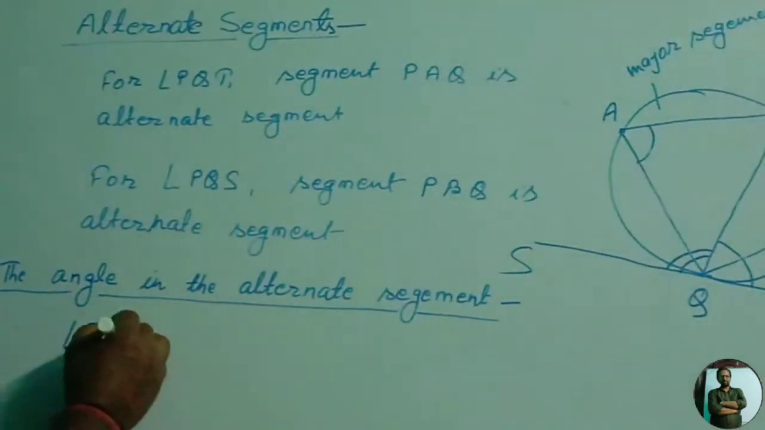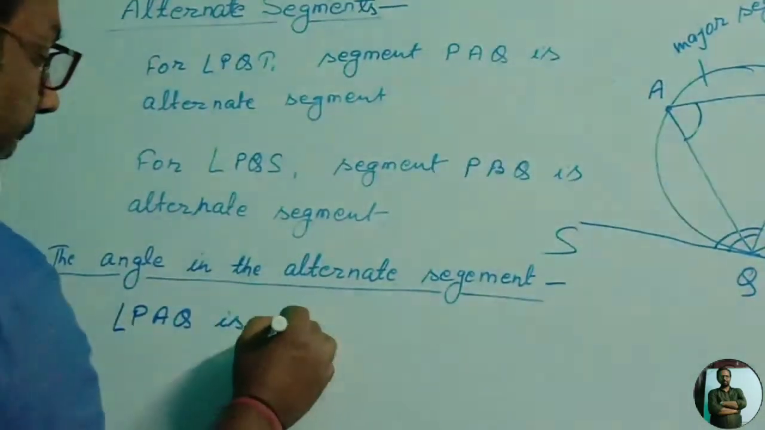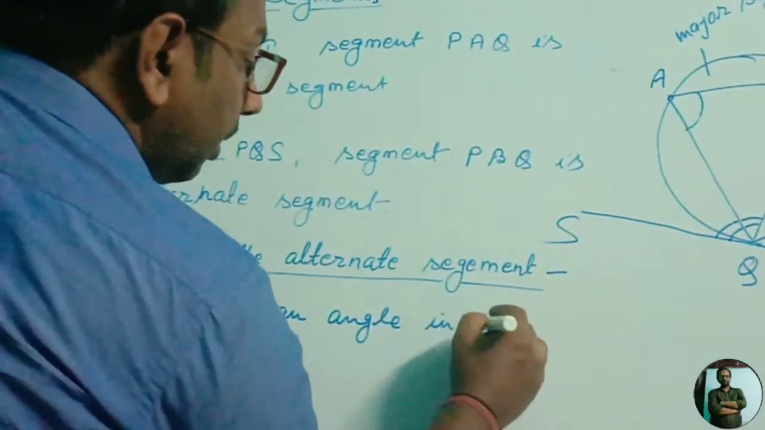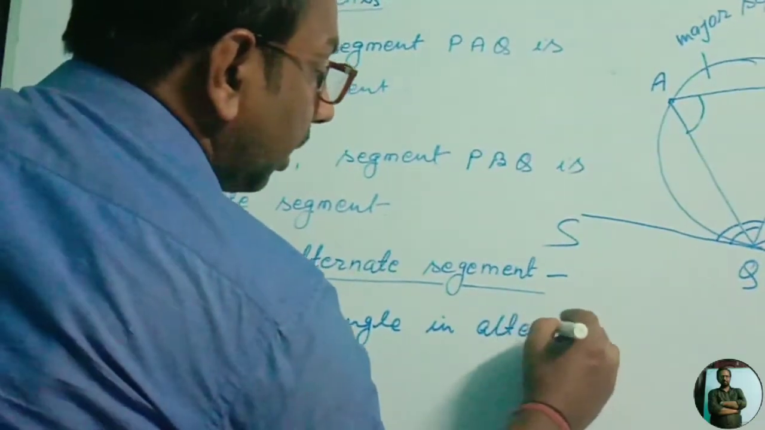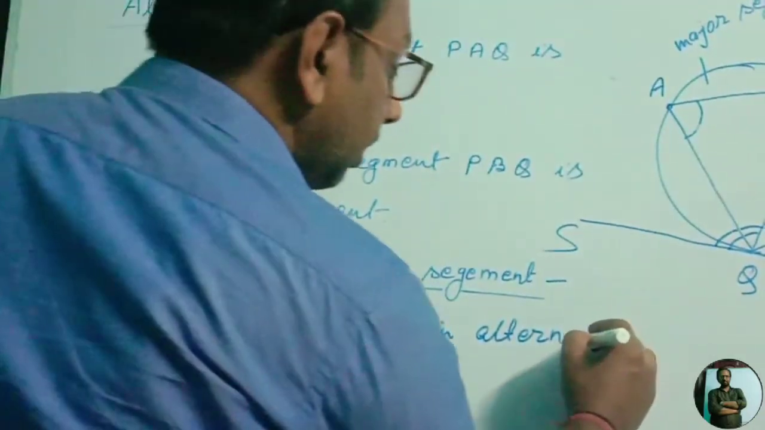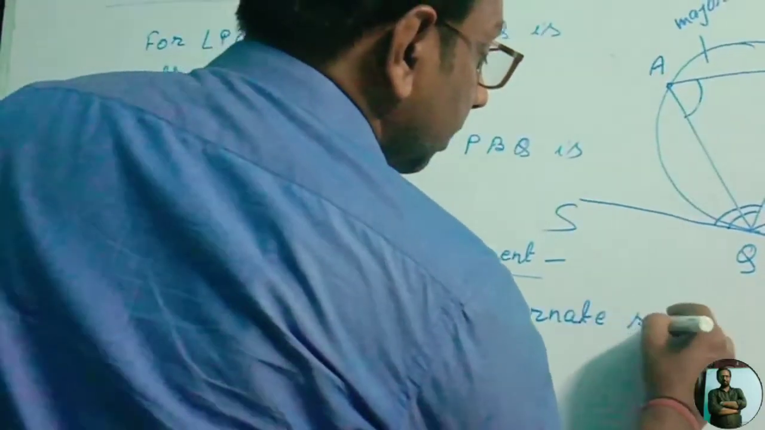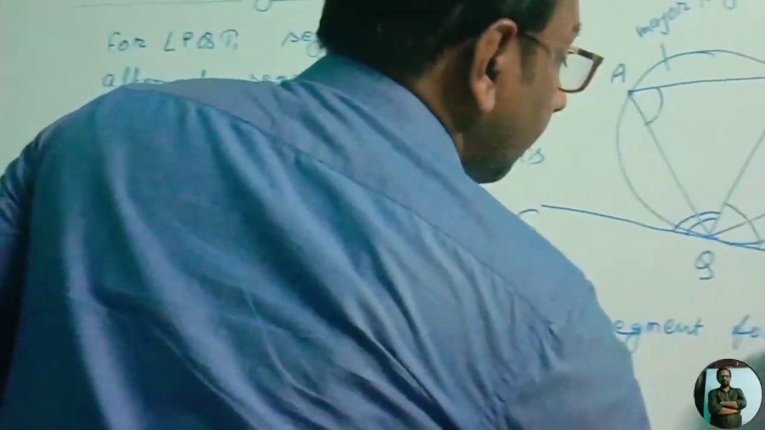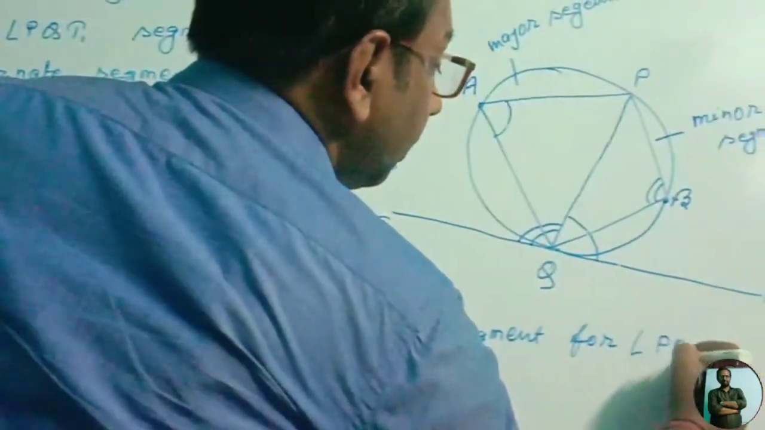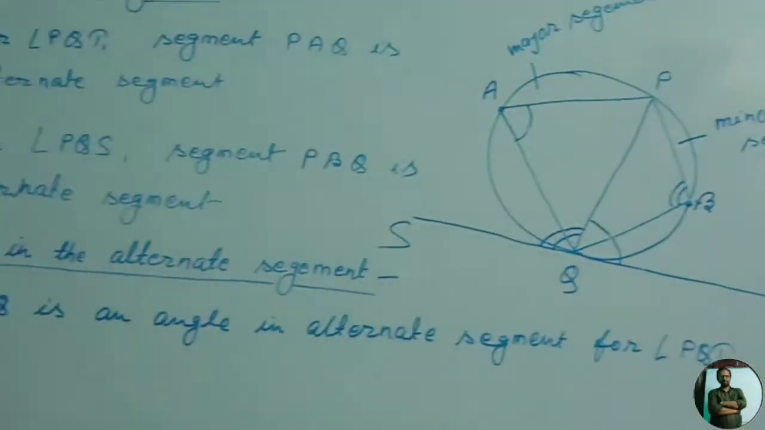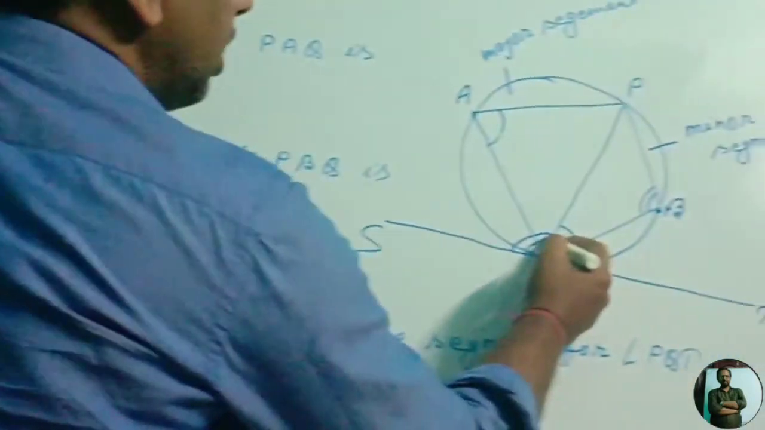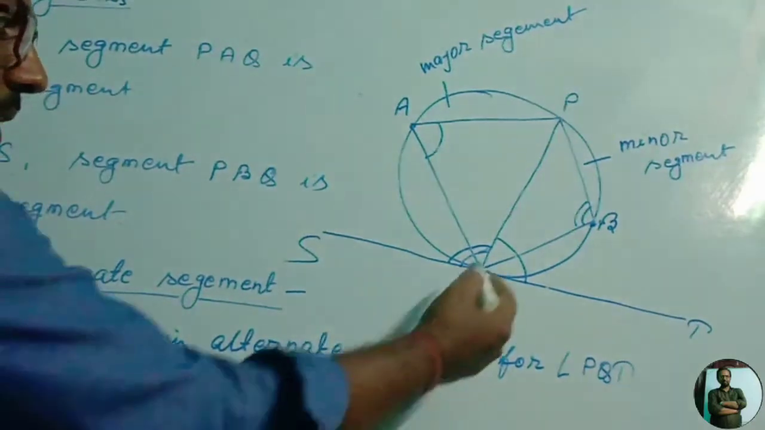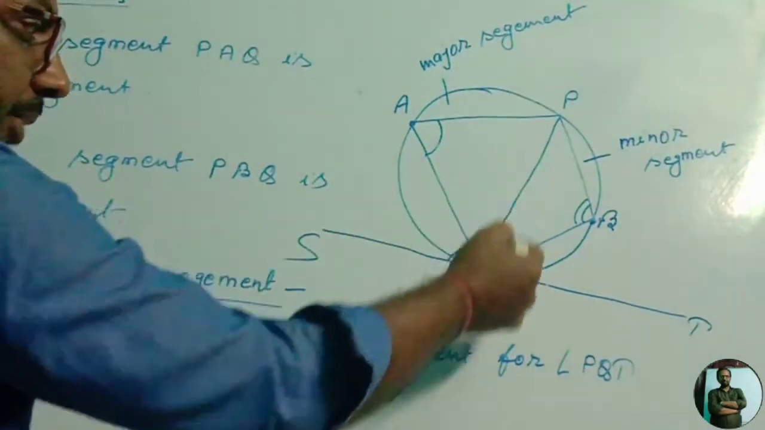Angle PAQ is an angle in alternate segment for angle PQT. Similarly, this angle is also subtended by the chord and the tangent. Tangent is SQ, chord is PQ. This angle is subtended by PQ and SQ.